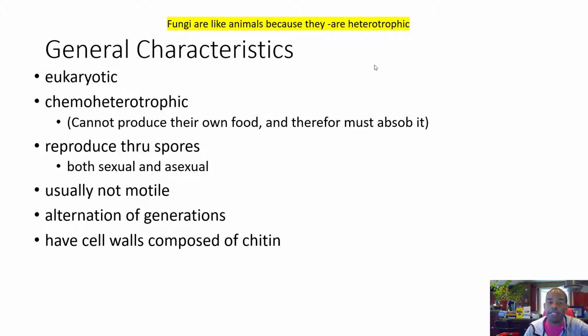If you can, then you understand the majority of what we really want to drive home this week in your taxonomic differentiation. So fungi are like animals because they are heterotrophic. Plants are autotrophic. Fungi and animals must absorb their food from other sources.